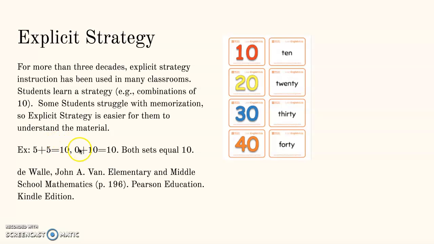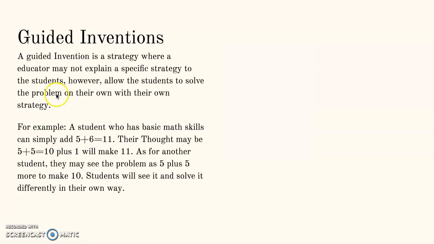As for someone with memorization, they would say, oh, 5 and 5, they're equal to each other. It's going to equal 10, which would be a solid number. So it just depends on the style of the student. For guided inventions, a guided invention, again, is a strategy where an educator may not explain a specific strategy to a student, however, allows students to solve the problem their own way.